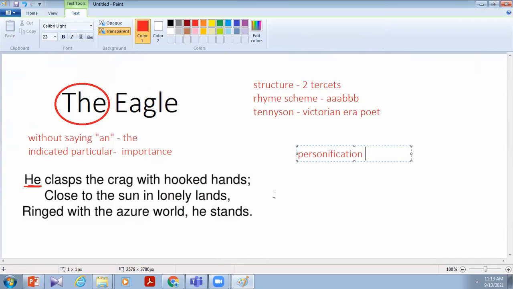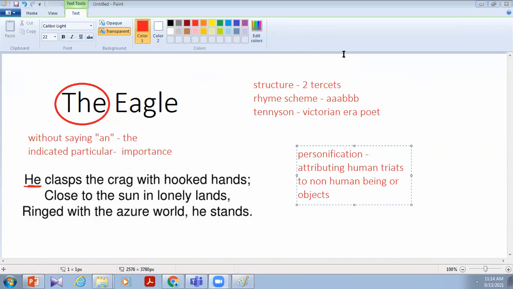Personification, right? Personification means attributing human traits or human qualities to non-living, or you can say non-human, beings or objects. Yes, giving human traits to inanimate objects. That is correct. So that is what personification is.